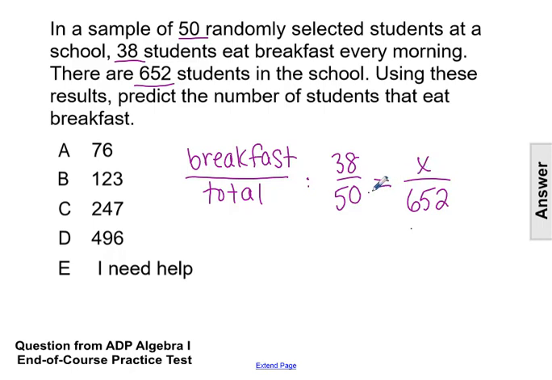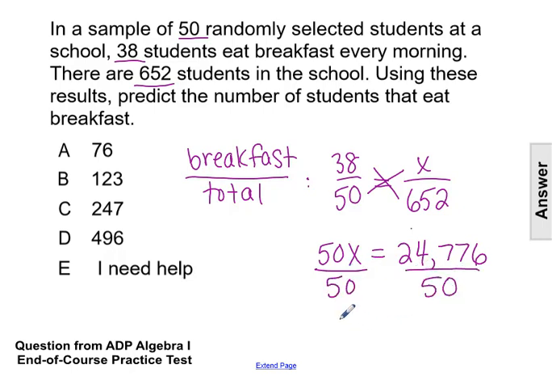We'll cross multiply, doing 50 times x. So 50x equals 38 times 652. So that's a product of 24,776. And then to solve, we'll divide both sides by 50, which gives us x equals 495.52.